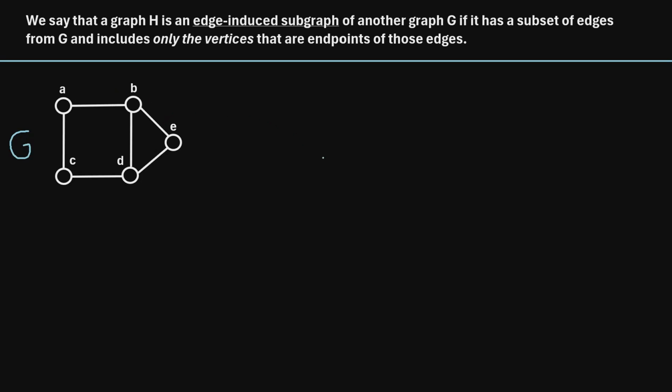Now, let's say that we have some other graph. Let's call it H. For this graph, we can see it contains 1, 2, 3, 4 of the original vertices from the original graph G, and it also contains 2 of the original edges from graph G. So we would say that the vertex set of graph H is a subset of the vertex set of graph G, and the edge set of graph H is a subset of the edge set of graph G. So we would say that graph H is a subgraph of graph G.